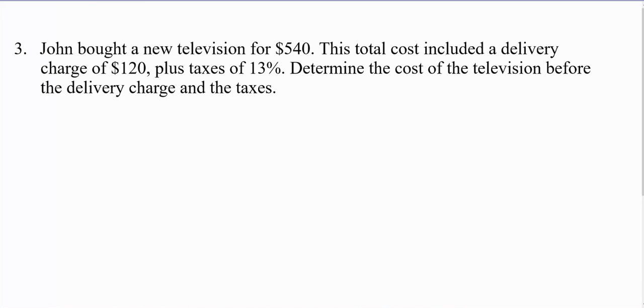Determine the cost of the television before the delivery charge and taxes. Well, we want to know the total of the cost of the TV. So let's see, C is the cost. So T is the total. C is the original cost.